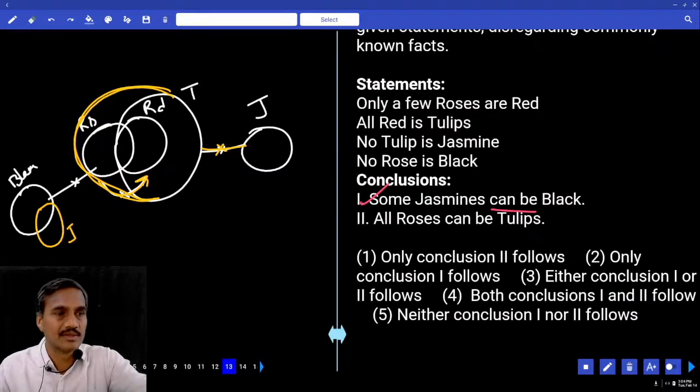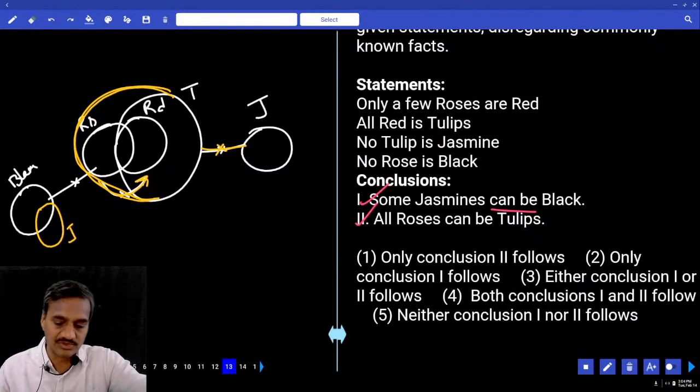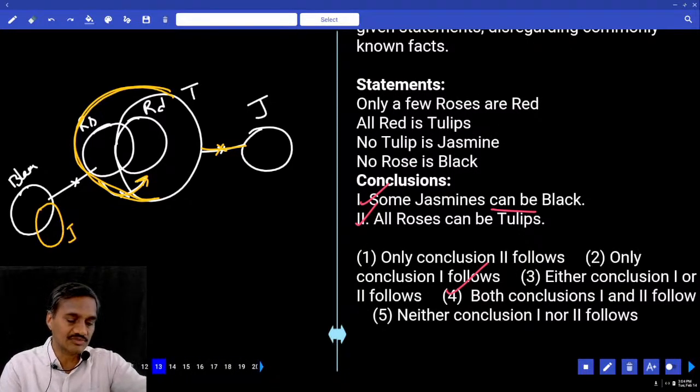Possible అవుతుందా లేదా? Yes. Hence what is your answer? Both 1 and 2. That is choice for question number 13. The next one, 14th one.